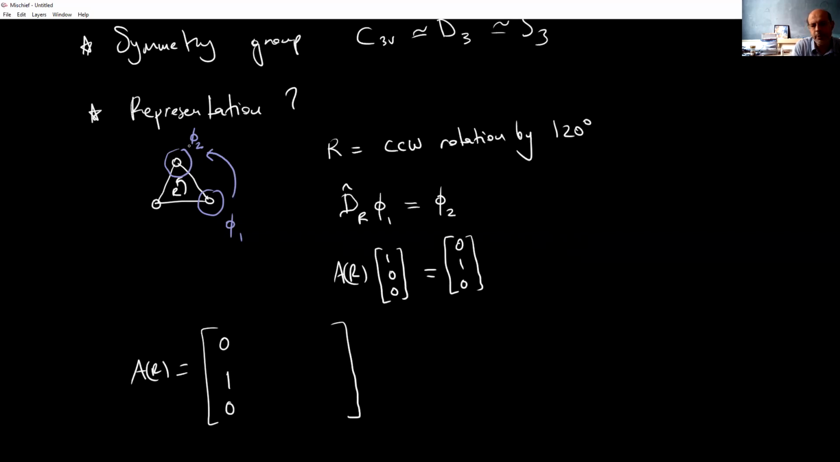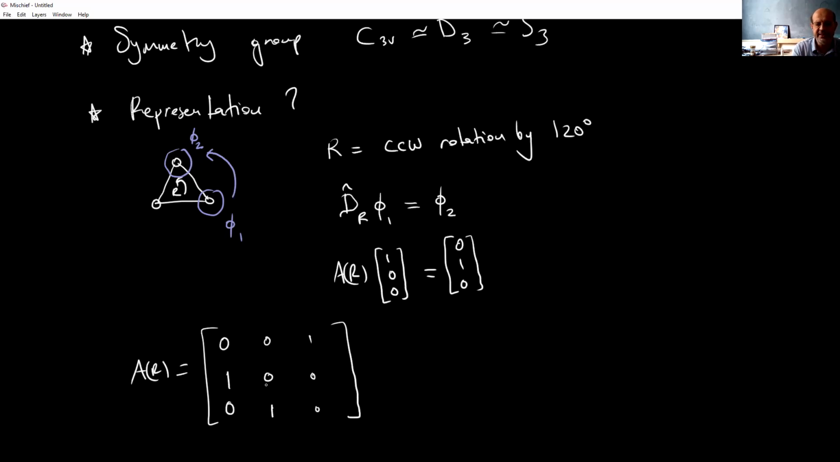So this is just a permutation. It basically carries phi2 into phi3, in which case this second column is this one, and phi3 into phi1, so therefore the third column is this. All right? It's basically a permutation.